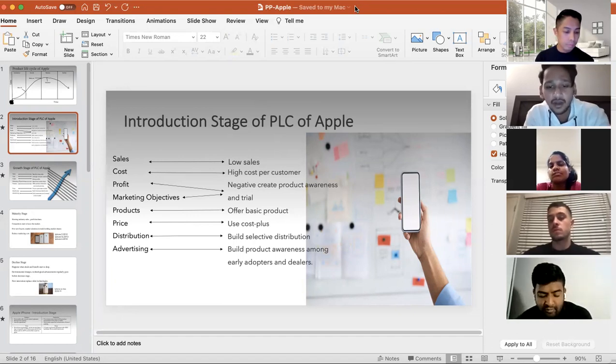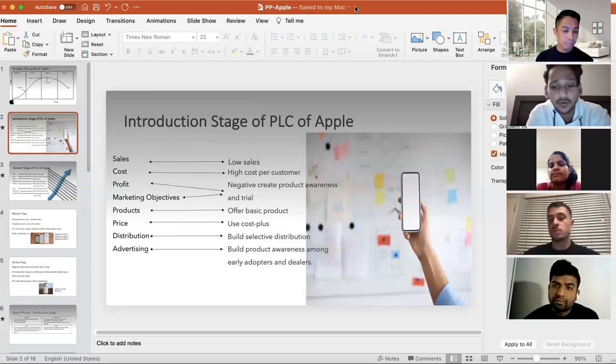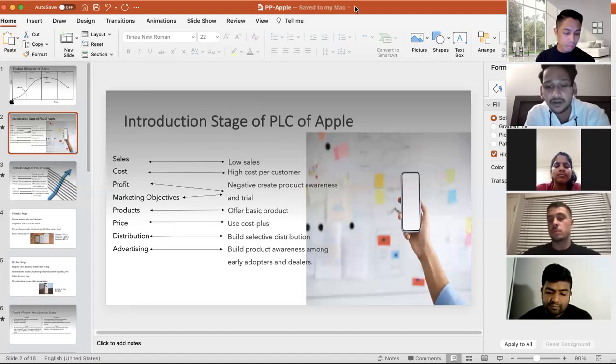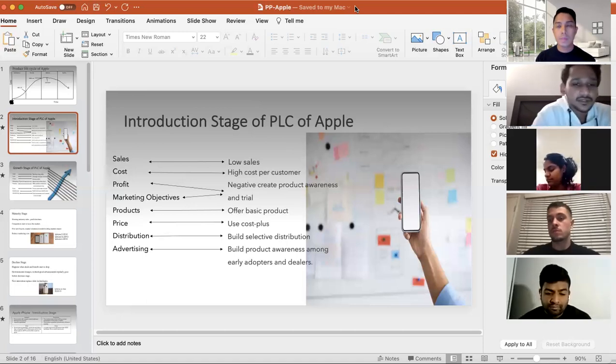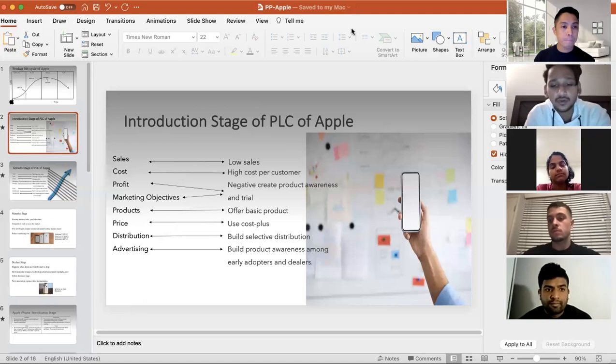And because we are bombarded by so many expenses and promotional strategies, either by advertising, personal selling, and the product objective of marketing, this results in a period of negative profitability, a loss for the company. So the main objective of the marketing should be to create product awareness, education, and trial. So the next part is the growth stage.